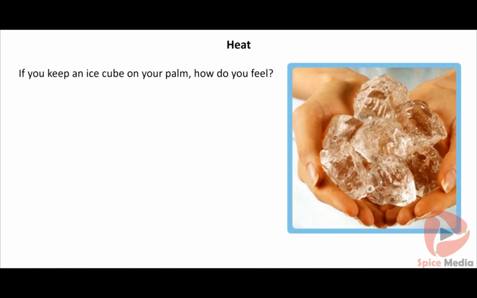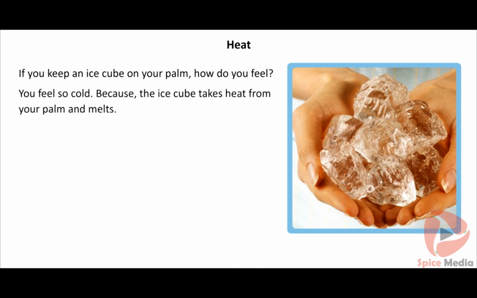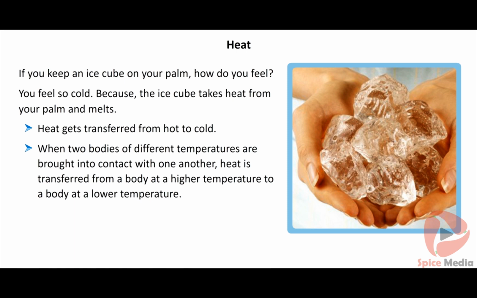If you keep an ice cube on your palm, how do you feel? You feel so cold because the ice cube takes heat from your palm and melts. We know that heat gets transferred from hot to cold. From this, we understand that when two bodies of different temperatures are brought into contact with one another, heat is transferred from a body at a higher temperature to a body at a lower temperature. This is the fundamental principle of calorimetry.